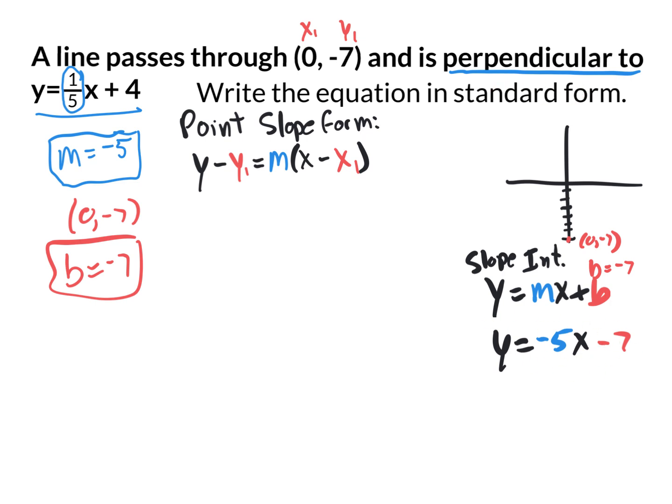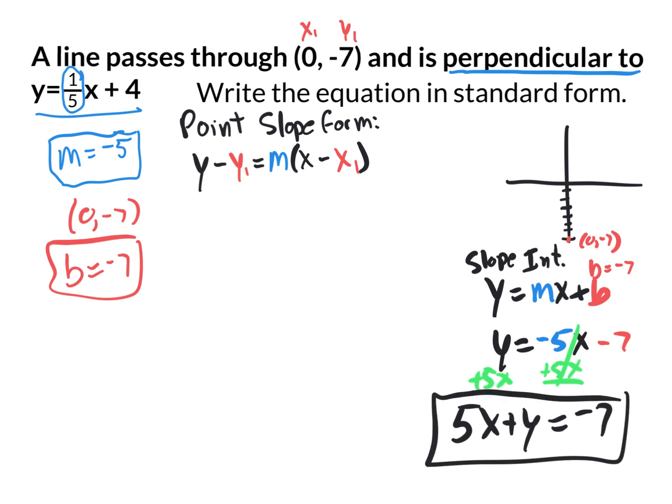Standard form is ax plus by equals c. So you'd have to move this x value to the left side by simply adding 5x and adding 5x. So your standard form equation will be 5x plus y equals -7. There is your standard form equation, and that's what they want. They want the standard form equation of the line that passes through this point and is perpendicular to this one.